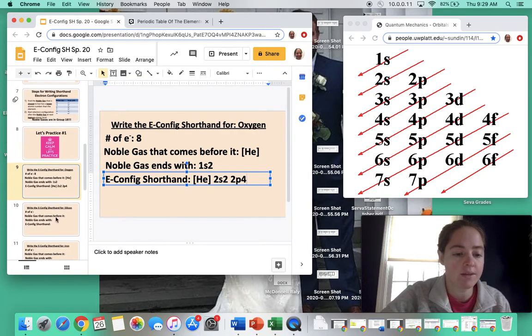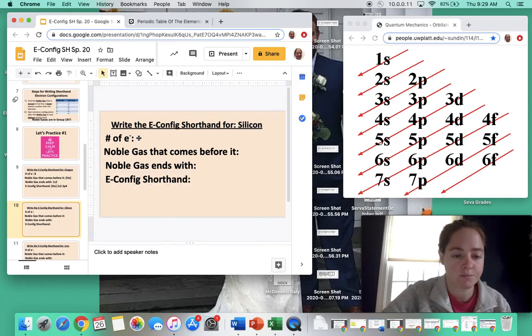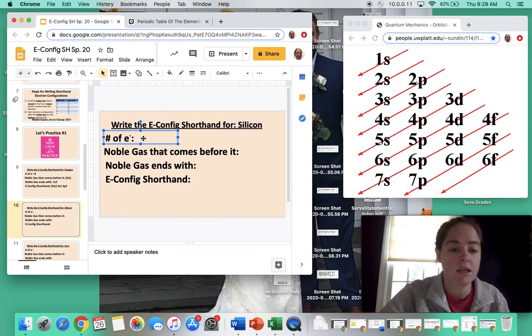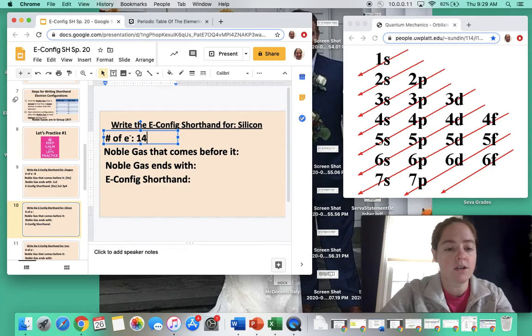Let's try another one. Let's try silicon. Okay, how many electrons does silicon have? Let's look at your periodic table. Silicon is in group 14, is atomic number 14, so it has 14 electrons.